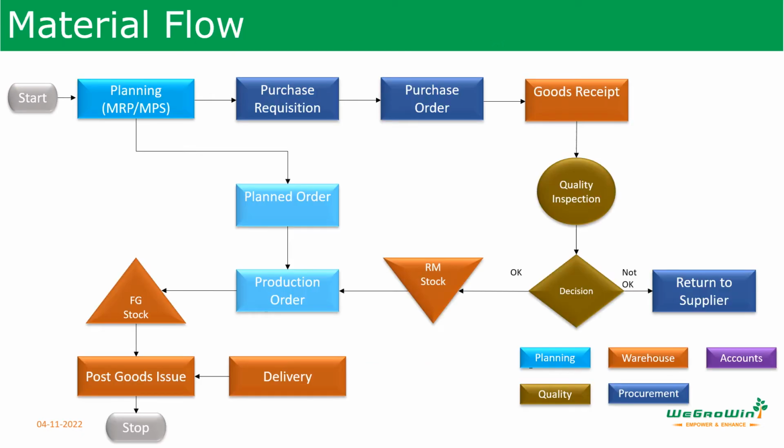Here we see the material flow. Material flow starts from the planning process, that is MRP and MPS. Based on MRP and MPS, we get purchase requisition, which is converted into purchase order. Then goods are received, and then quality inspection is done, and then the stock is either taken into stock or returned to the supplier. Meanwhile, when a result of MRP is to produce the products also, based on the stock we received from suppliers, we produce the products.